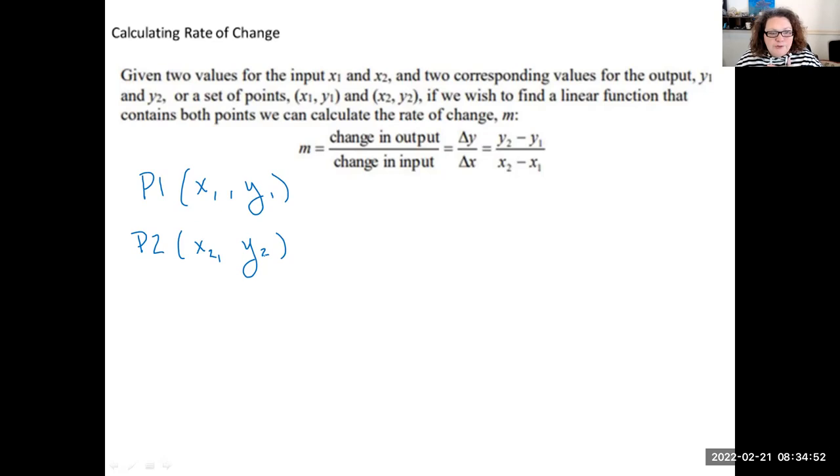Okay, so now we can use a formula. It's the change in the output. So the rate of change is equal to the change in the output, which is y sub 2 minus y sub 1, divided by the change of the input, which is x sub 2 minus x sub 1. We're going to use that. I'm going to show you some examples now.